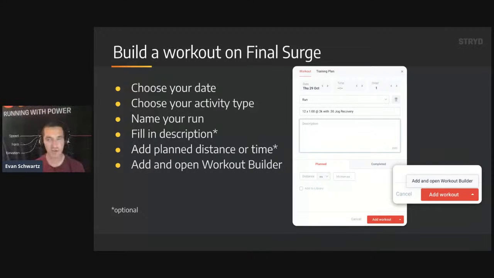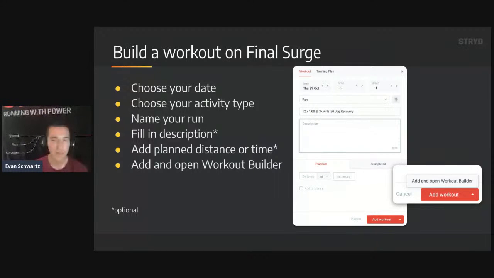So we can see here this specific workout I'm talking about is 12 times 1 minute at 3K effort with 30 seconds jog recovery. Then you can have the option of filling in a description and then adding a planned distance or time. Some people really like to write themselves notes in the description. You might want to plan out some weekly volume, whether that's running by time or by distance. And if you do this in the Final Surge side, it'll actually keep track of a running estimated total distance or total time for the week. So that's a great option.